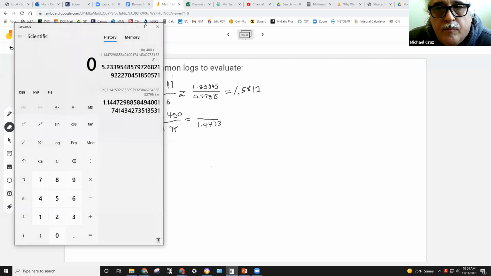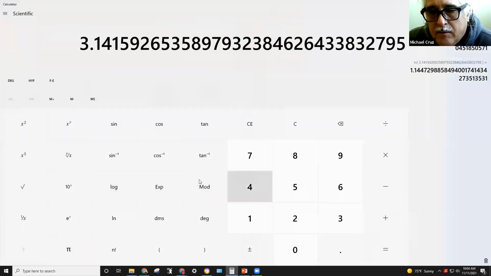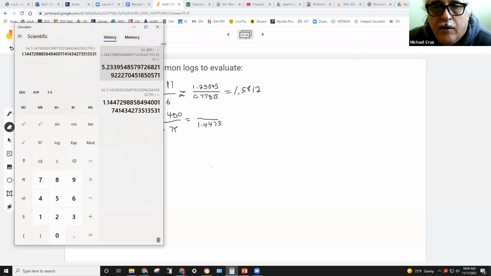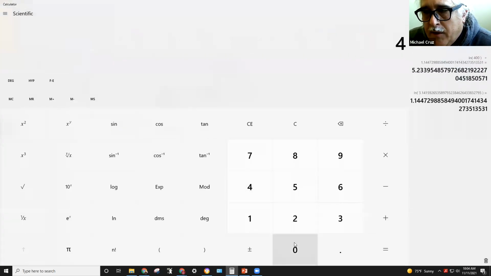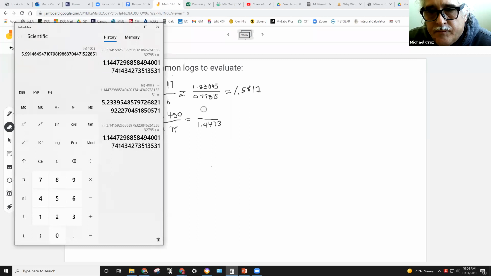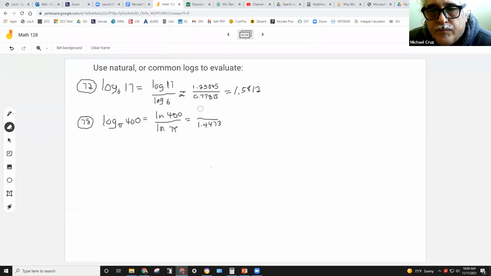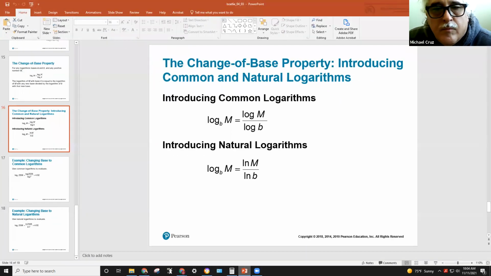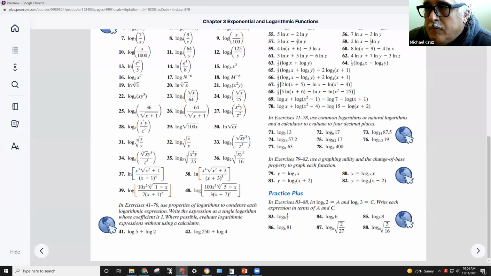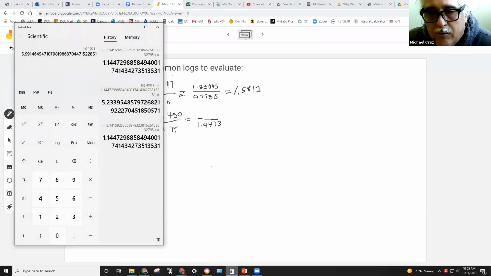All right, so it was pi, natural logarithm, and that's the 1.144 thing. And that's what I got down there. Now the 400, I want to see what that is so I can write it down. And that's the 5.9915.